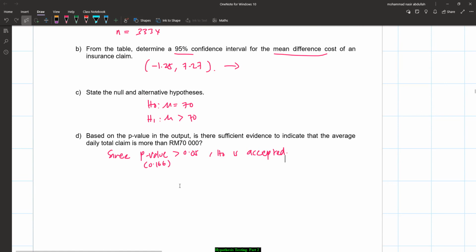So I hope you understand. So dekat sini kita boleh kata since the p-value is more than 0.05, null hypothesis is accepted. We have not enough evidence to reject null hypothesis, and we conclude that the average daily total claim is equal to 70,000.